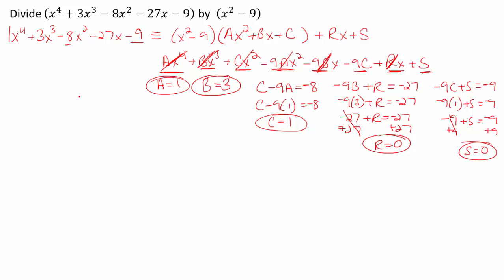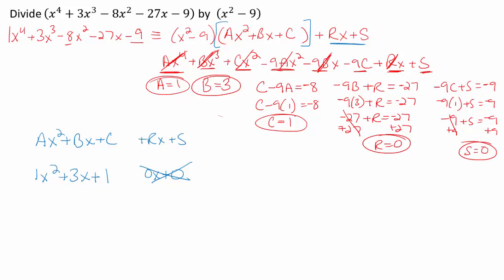So when I do write my result, I'm going to take what we had here. This would be our quotient. We were trying to find what these values were along with this remainder. So if you look at this, ax squared plus bx plus c, and really what we had was plus rx plus s, let's put our values in. We know that a was 1, we know that b was 3, and we know that c was 1. Now, r happened to be 0, and s happened to be 0, so I really don't need to write that.